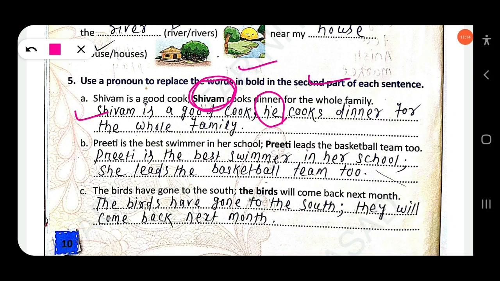Priti is the best swimmer in her school. Priti leads the basketball team too. Priti is the name of a girl, so you have to write she. She leads the basketball team too. Then next, the birds have gone to the south. The birds will come back next month. The birds is plural, so you have to write they. They will come back next month.